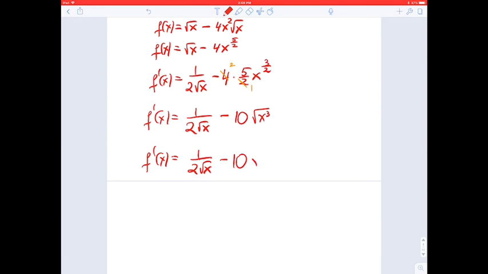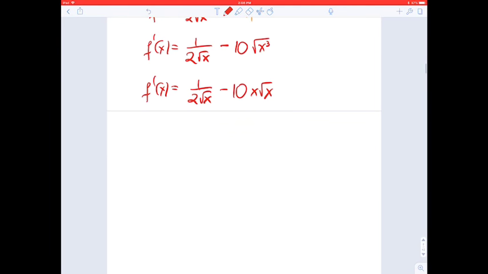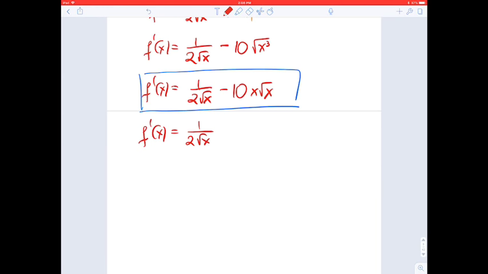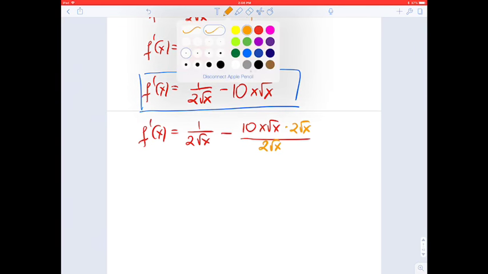Square root of x cubed, I can simplify like that, x root x, and possibly I can get a common denominator. We don't have to. I believe this will be the final answer, but just in case, for the multiple choice option, let's get the common denominator, which is 2 root x, and I will multiply and divide by 2 root x, the second quantity.